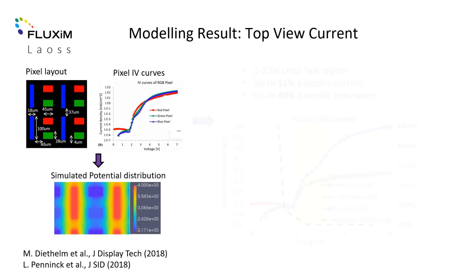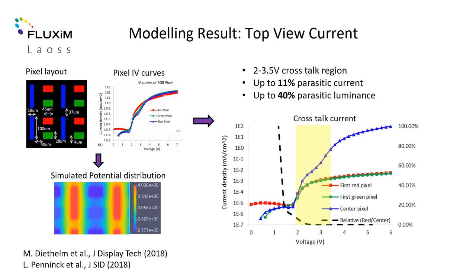In Laoss, we load the pixel structure as well as the individual IV curves of red, green and blue pixel. In order to mimic the experimental conditions, we also switch on all the blue pixels by applying the same voltage to all of them. Laoss directly calculates the potential distributions, here shown for 4 volt applied to blue pixel. Moreover, you can analyze the IV curves of the different pixels. There is also a non-negligible current in the red and green pixels. This is the crosstalk effect that we wanted to simulate.